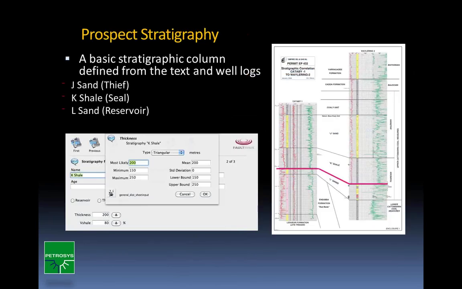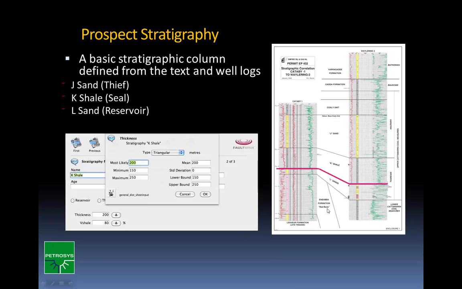This is our fault in this prospect. We have about 200 meters of throw, so this is the FaultRisk input data. In the stratigraphic section that we're looking at, the L sand is the sand we're most interested in, which is this sand here. And the key factor we're concerned about is this K-shale above. How thick is the K-shale?